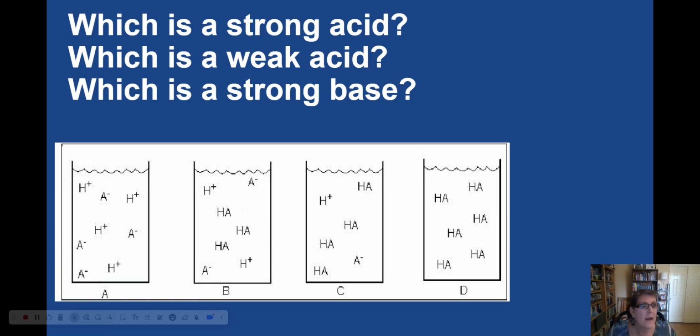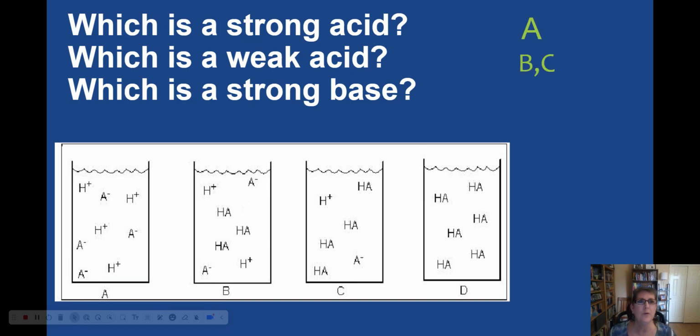I hope you said none of them. There's no hydroxide in any of these drawings. Bases produce hydroxide ions. Remember, we just learned that, OH minus. So what is D then? Well, it's just some neutral solution. There's no ions at all. So it's just some covalent neutral solution. It's not acidic or basic.